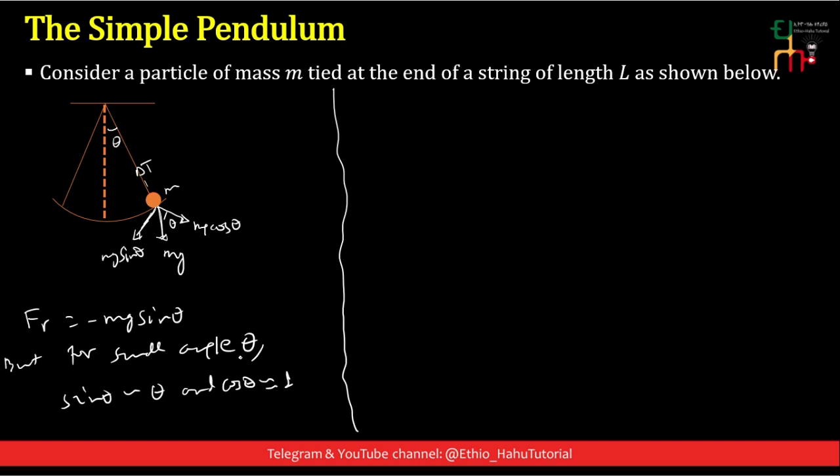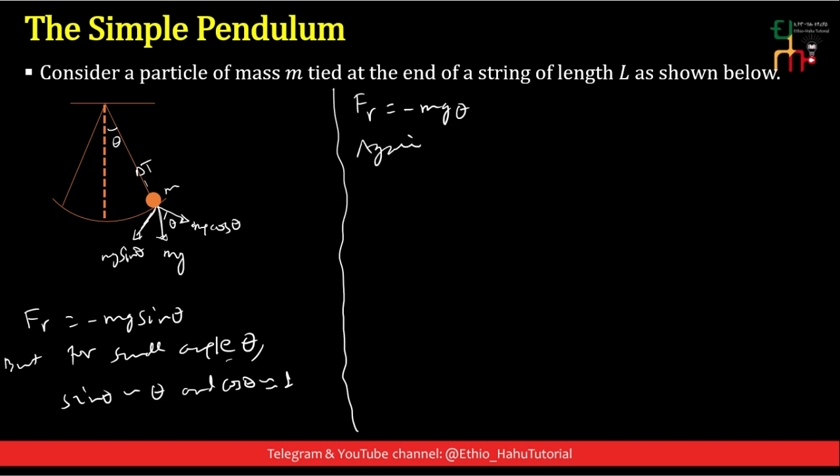For very small angle theta, sine theta is approximately equal to theta, and cos theta is equal to 1. Therefore, the restoring force is equal to minus mg times sine theta, which is theta.